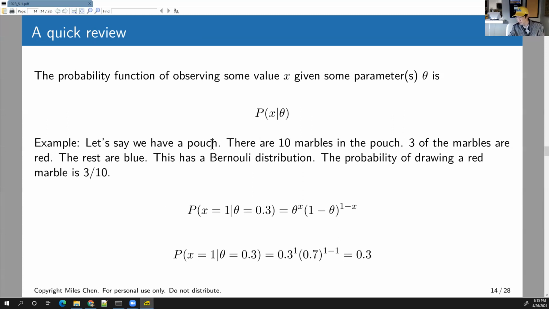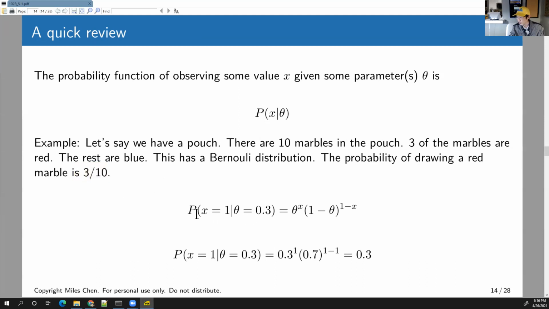Okay. So, let's say I've got some kind of pouch. All right. And I've got 10 marbles in this pouch. I'm going to say 3 of the marbles are red. The rest are blue. And so therefore, when we draw a marble, the marble has a Bernoulli distribution, and the probability of drawing a red marble is going to be 3/10, okay?